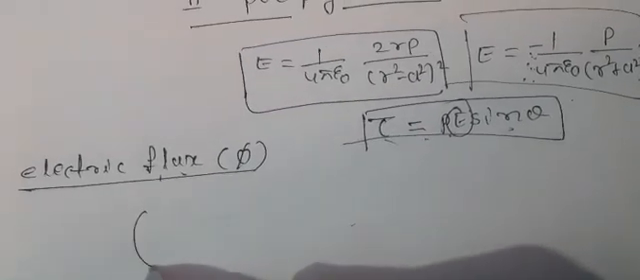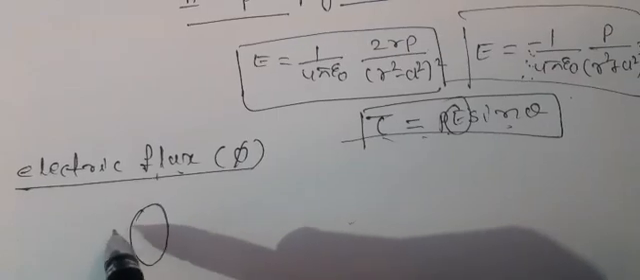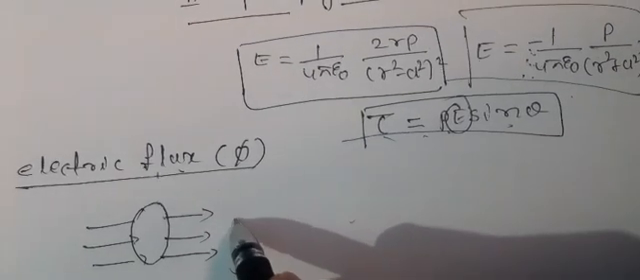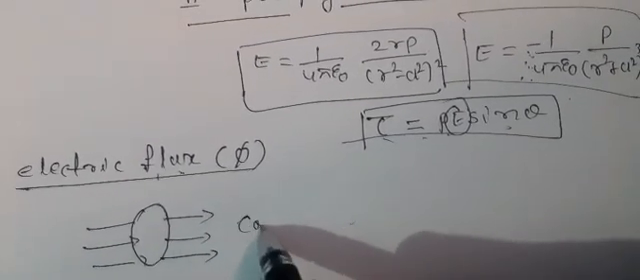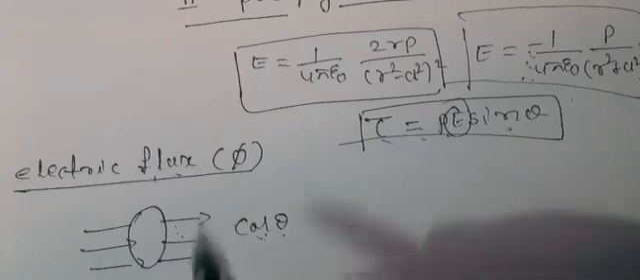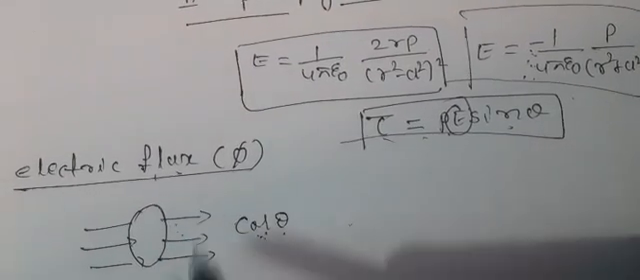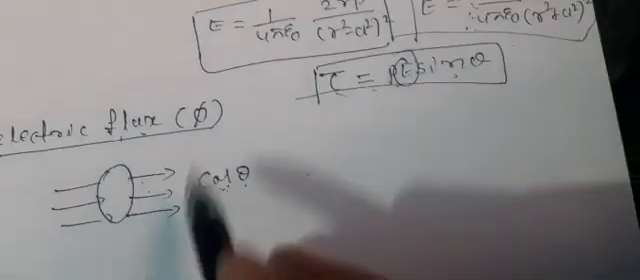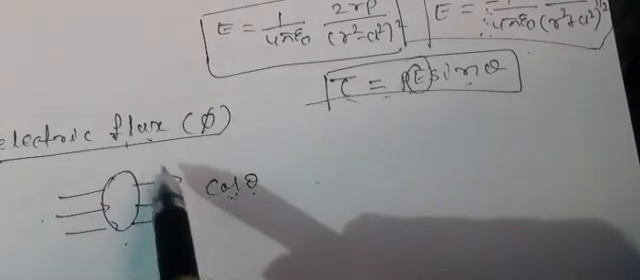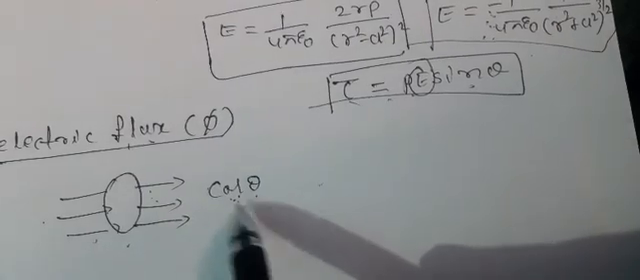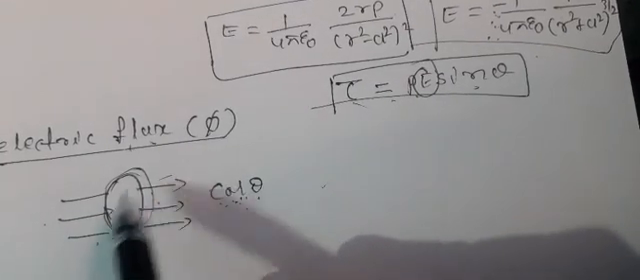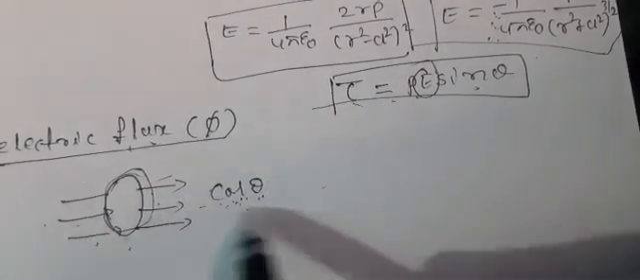See, this is the surface. The surface consists of so many electric field lines. The direction of the electric field lines is horizontal, which is taken with angle cos theta. Sometimes the direction of the electric field is vertical, and then the angle is taken as sin theta. The diagram shows the electric field lines moving horizontally along the x direction, so the angle is cos theta. This is called the surface.